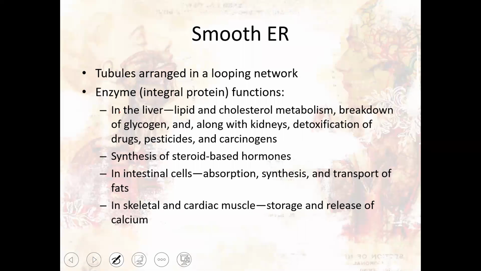The smooth ER has no ribosomes there, so it's not involved in protein manufacture. It's doing things like detoxification or maybe storage of calcium in muscles, maybe making steroids. There are some different functions for the smooth ER, but it's not involved in protein manufacture.